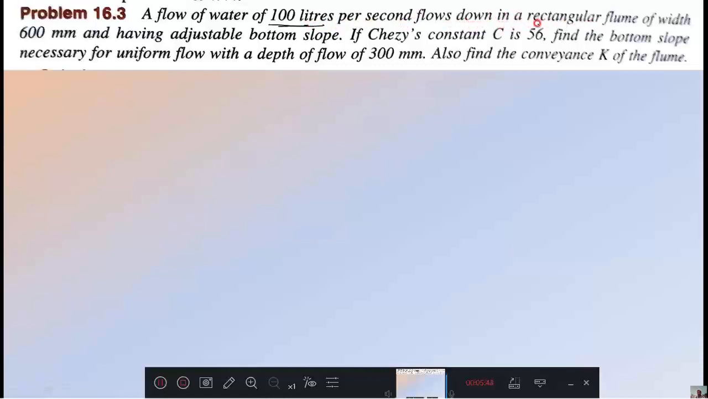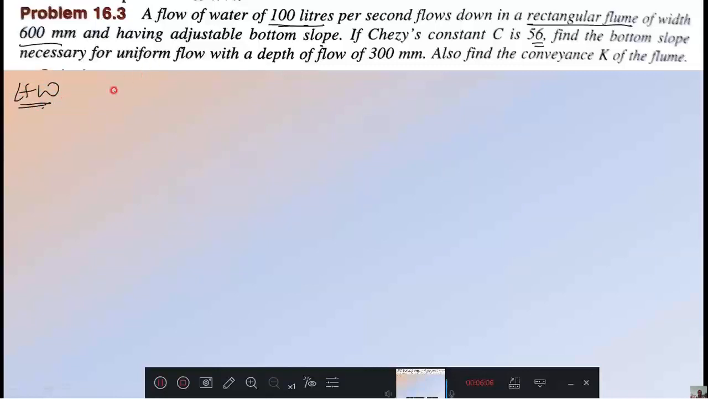Water flows down in a rectangular flume with a width of 600 mm, having an adjustable bottom slope. If the Chezy constant C is 56, find the bottom slope necessary for uniform flow with a depth of flow of 300 mm. Also find the conveyance K of the flume. This is a very easy problem. I am going to give it as homework.